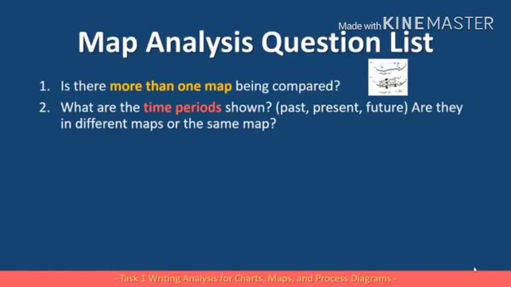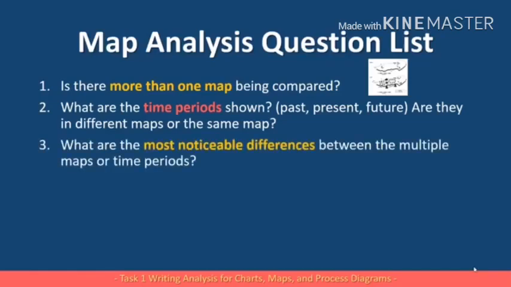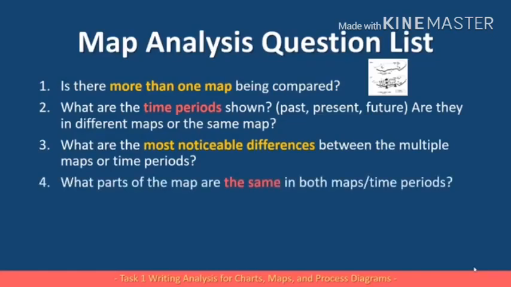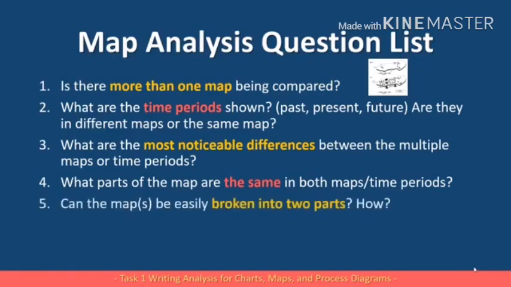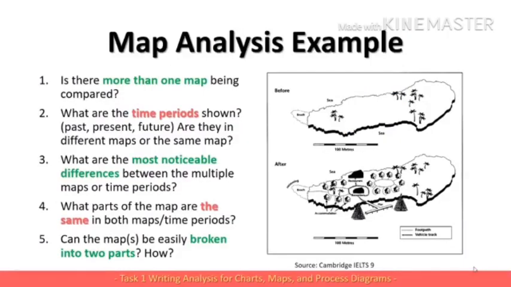The different time periods. Number 3, what are the most noticeable differences between the multiple maps or time periods? What are the biggest differences? Number 4, what parts of the map are the same in both maps and time periods? And number 5, can the map or maps be easily broken into 2 parts, and how? All right, interesting stuff. Let's look at an example map.